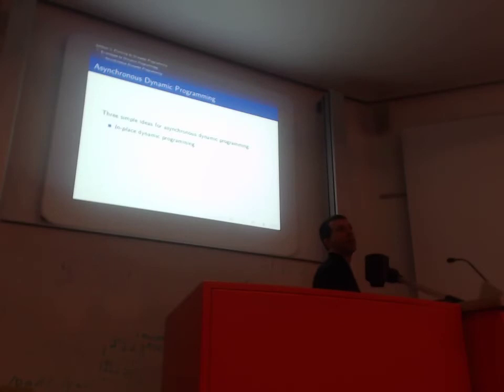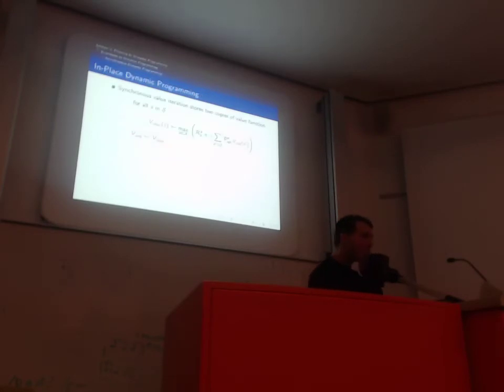So how should we order them? Well, there's three sorts of good ideas that we could use for ordering them. I'll just go through them. One of them is called in-place dynamic programming. The second, perhaps most popular idea, is prioritized sweeping. And the third idea is real-time dynamic programming.